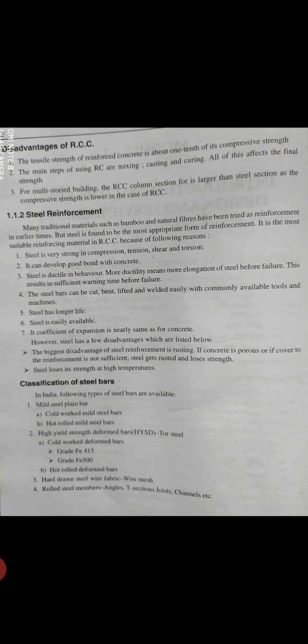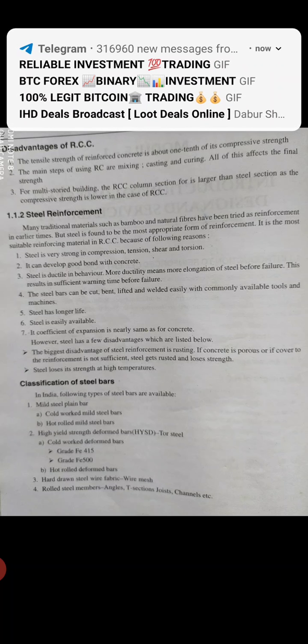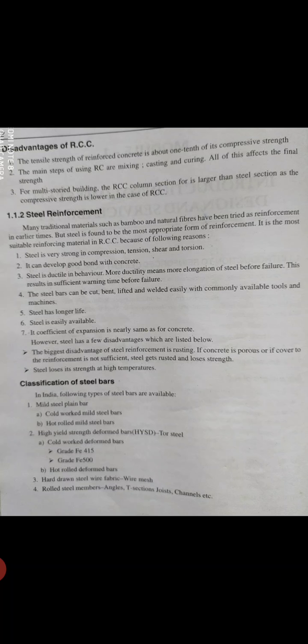The steel bars can be cut, bent, lifted and welded easily with commonly available tools and machines. Steel has a longer life. Steel is easily available, as you know. Its coefficient of expansion is nearly the same as for concrete. However, steel has a few disadvantages, which we already discussed.